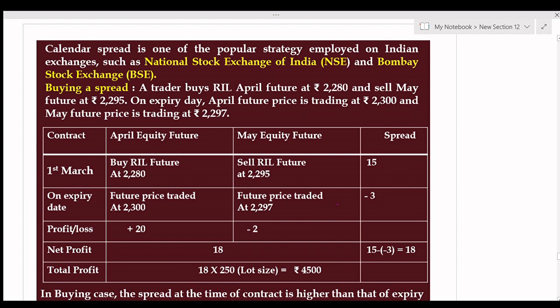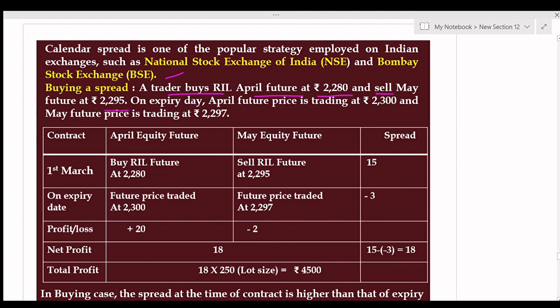Calendar spread is one of the popular strategies employed on Indian exchanges such as the National Stock Exchange, NSE, and Bombay Stock Exchange, BSE. Buying a spread. A trader buys RIL, Reliance Industries Limited, April future at rupees 2280 and sells May future at rupees 2295.